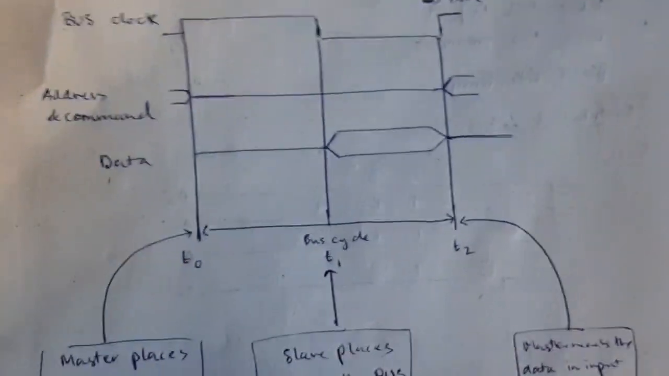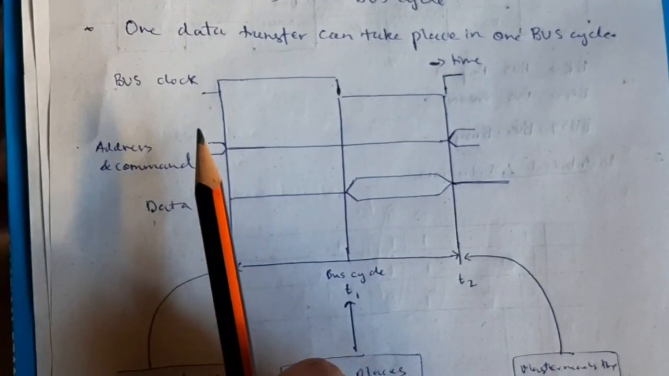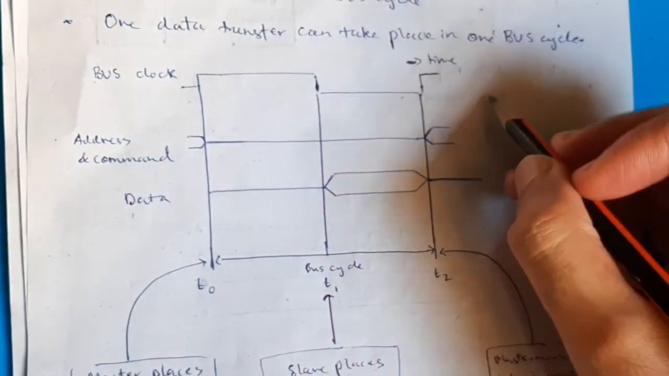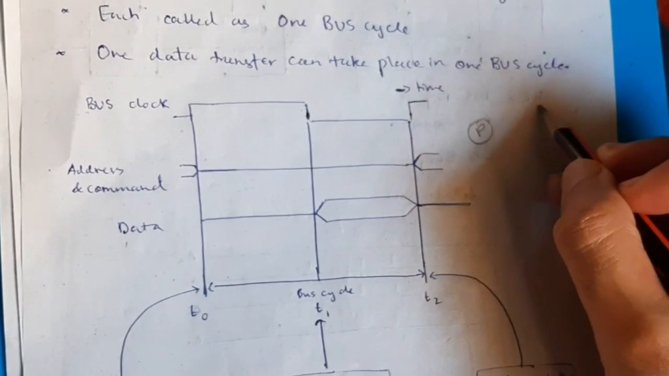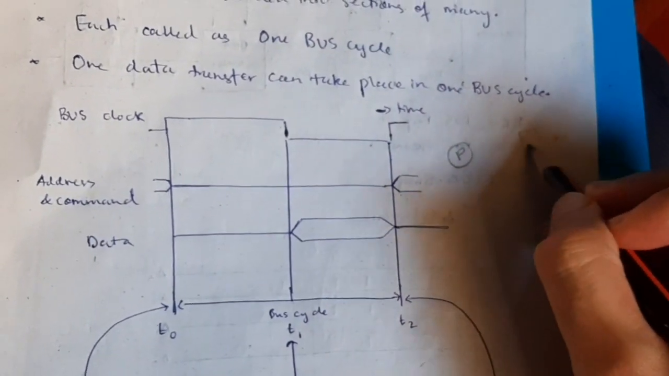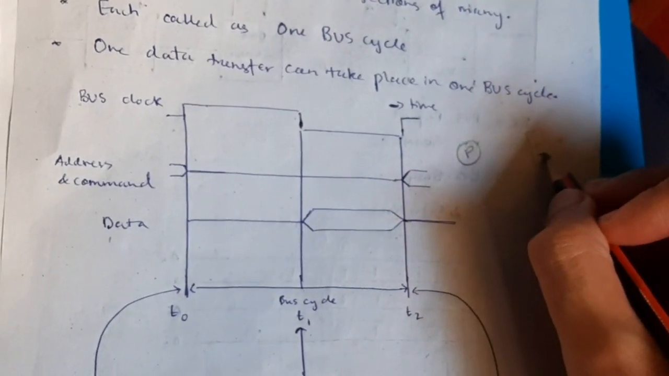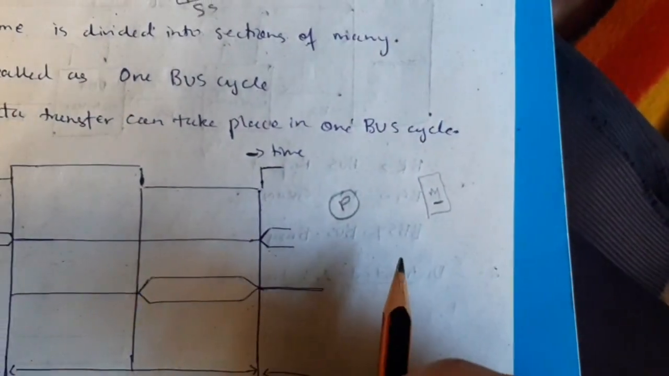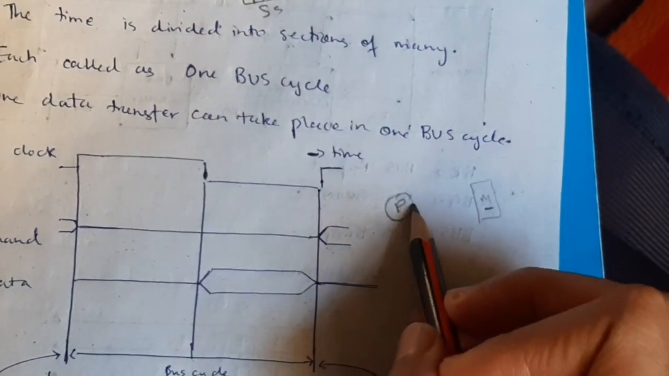Take an example here. The processor wants some information from a memory location. See, this is the processor, and this is the memory. One data item is here in the memory, and the processor wants that data.